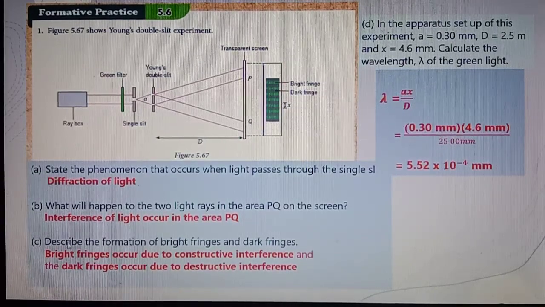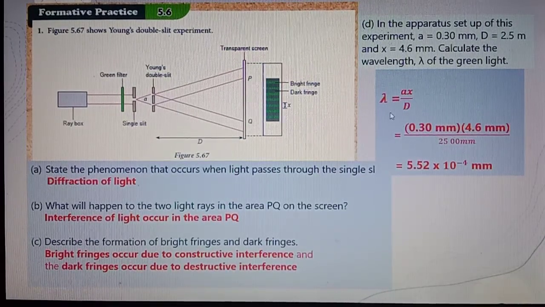Now we want to describe the formation of bright fringes and dark fringes. Bright fringes occur due to constructive interference. Dark fringes occur due to destructive interference. And the calculation problem: given a, D and x, calculate the wavelength lambda of green light. So you have lambda equals aX divided by D. Now I use all in millimeter. In the end I get the answer for the wavelength is 5.52 times 10 to the power negative 4 millimeter. Or you convert to meter, it is 5.52 times 10 to the power negative 7 meter. That one is the wavelength of green light.